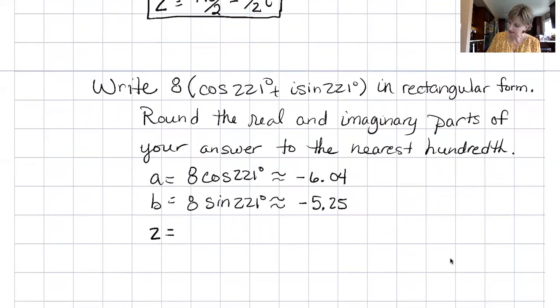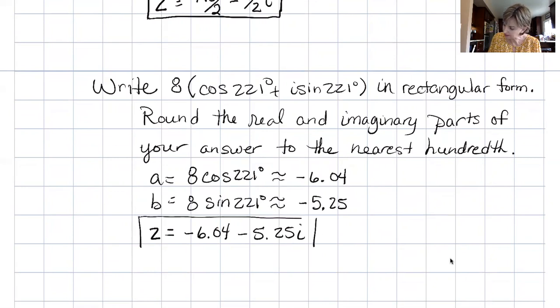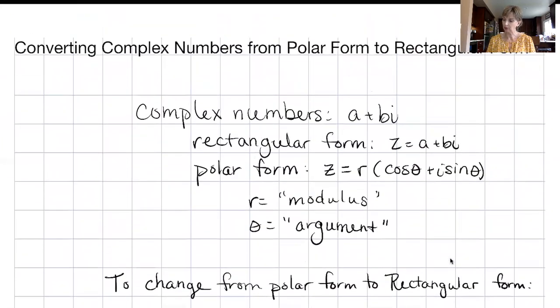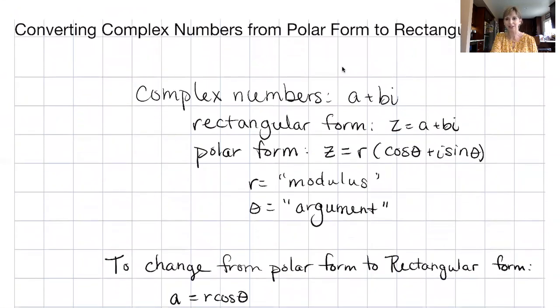Okay, so we put that together, A plus BI, negative 6.04 minus 5.25i. Okay, and that is that complex number in rectangular form. And again, just check to make sure you're in the right quadrant, that things look good. 221 degrees is in quadrant 3. And this has a negative A and a negative B, which would also be in quadrant 3. So we're in good shape. Okay, so that is how you would take a number that is in polar form and switch it back to rectangular form. Pretty easy, not a tough process.